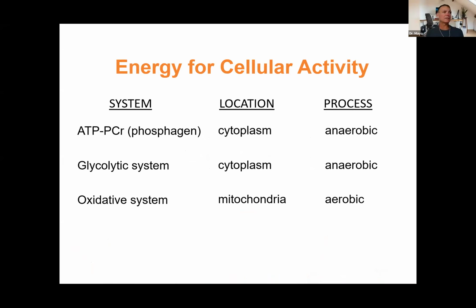Of these, two are anaerobic, which means they don't require oxygen. And those are the two that occur in the cytoplasm, right? So the ATP phosphocreatine system and the glycolytic system are anaerobic, which means they happen in the cytoplasm and they don't produce a ton of energy, but they produce it quickly, more quickly than through the aerobic system.